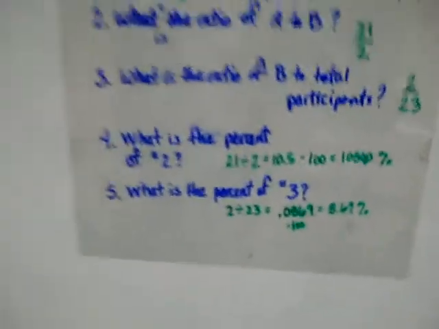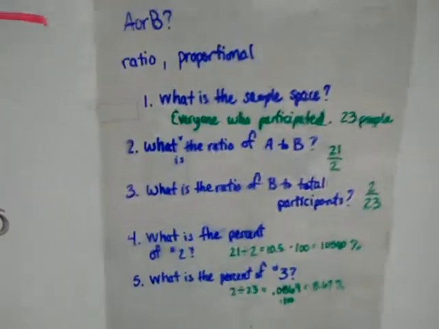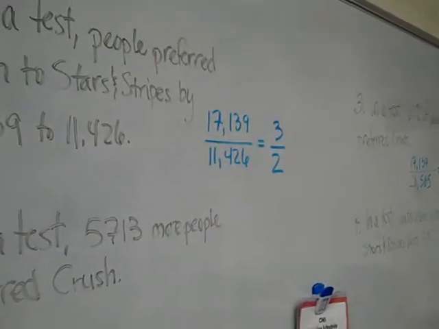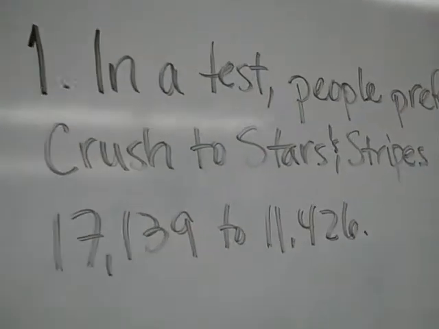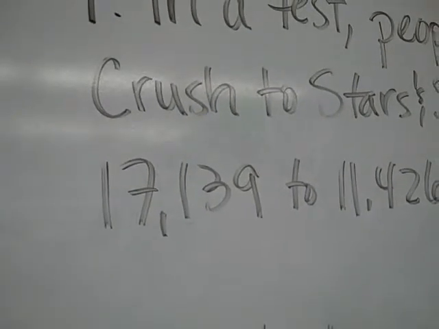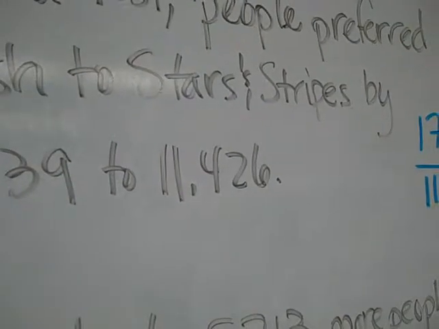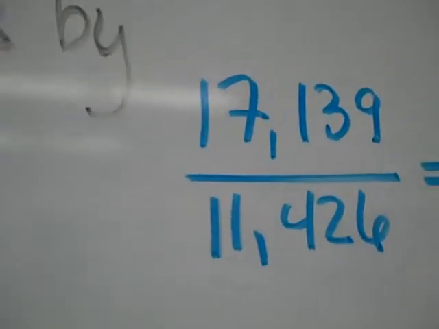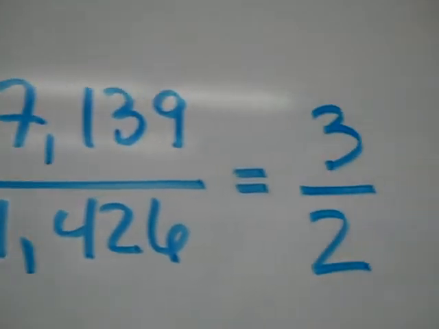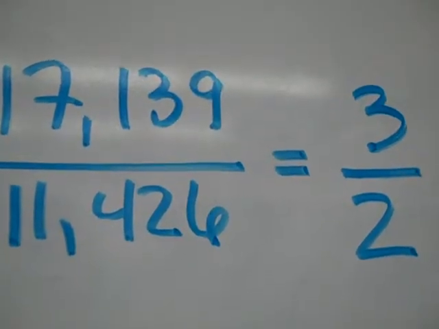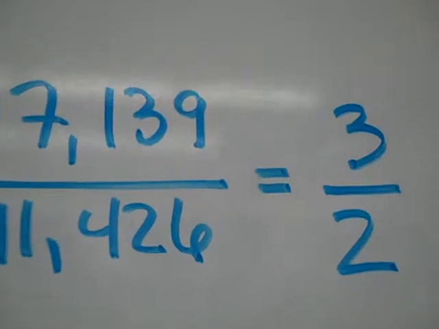But when we talked about that, we looked at a bigger perspective. If a larger pool of people were polled, what did they think about Crush and Stars and Stripes? Well, 17,139 people preferred Crush to 11,426 people. If we set it up as a ratio, we find out that that's the same thing as 3 to 2. For every 3 people that liked Crush, 2 people liked Stars and Stripes.